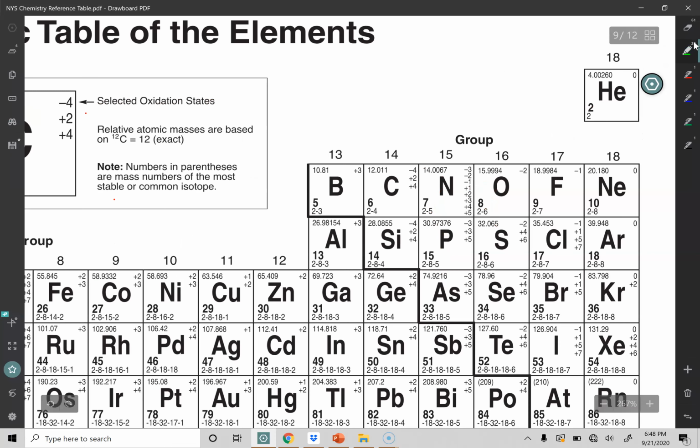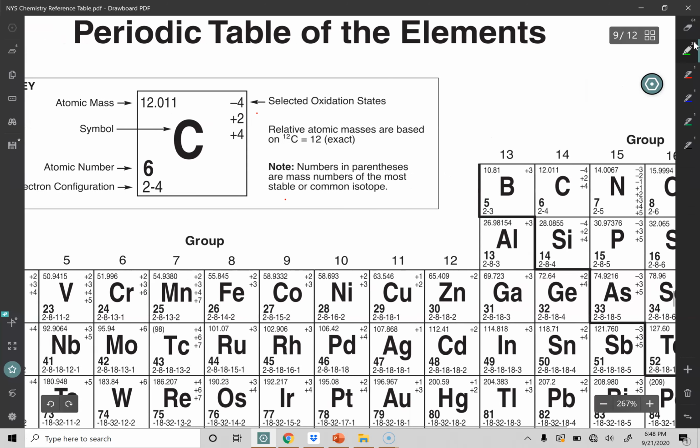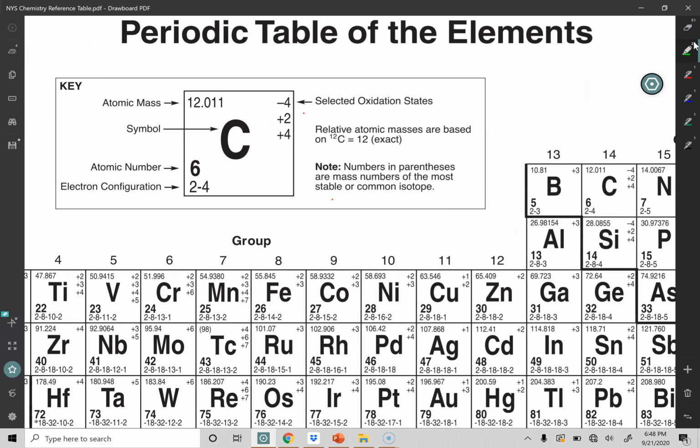Okay, so here we are in the periodic table, and the periodic table is just chock full of information that is really, really useful. If we just look at the key, there's a ton of different numbers to contend with in each element box. The electron configuration is the string of numbers underneath the atomic number.